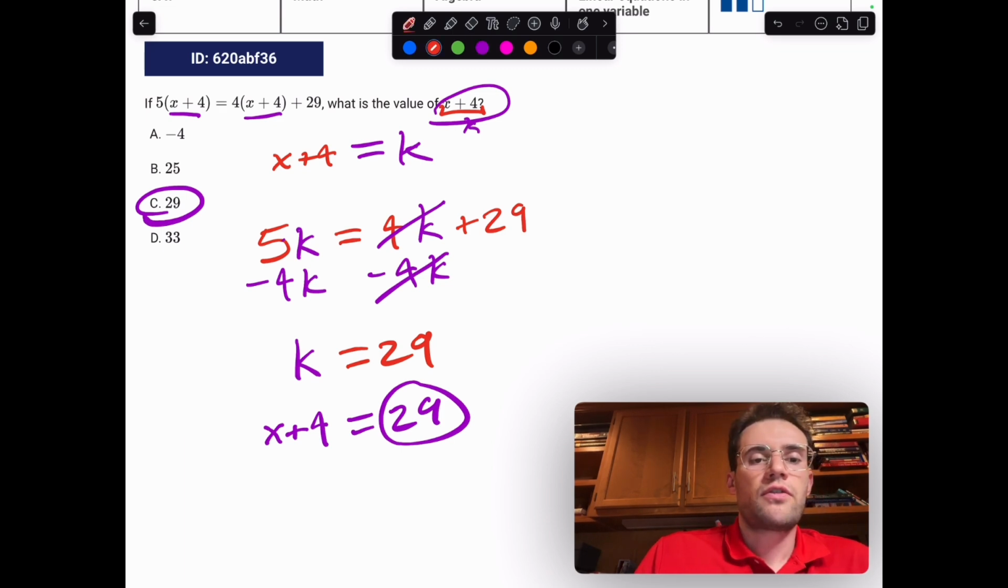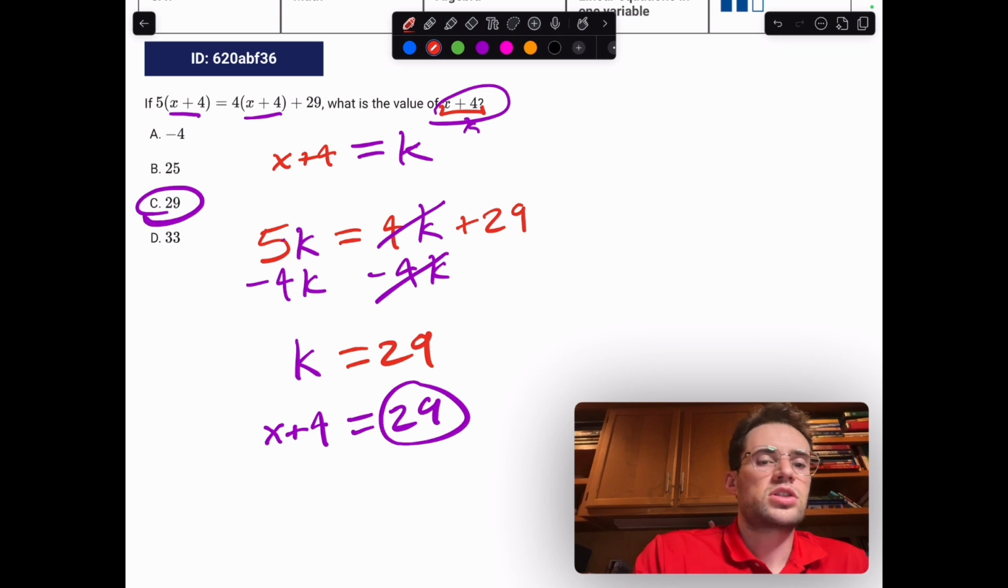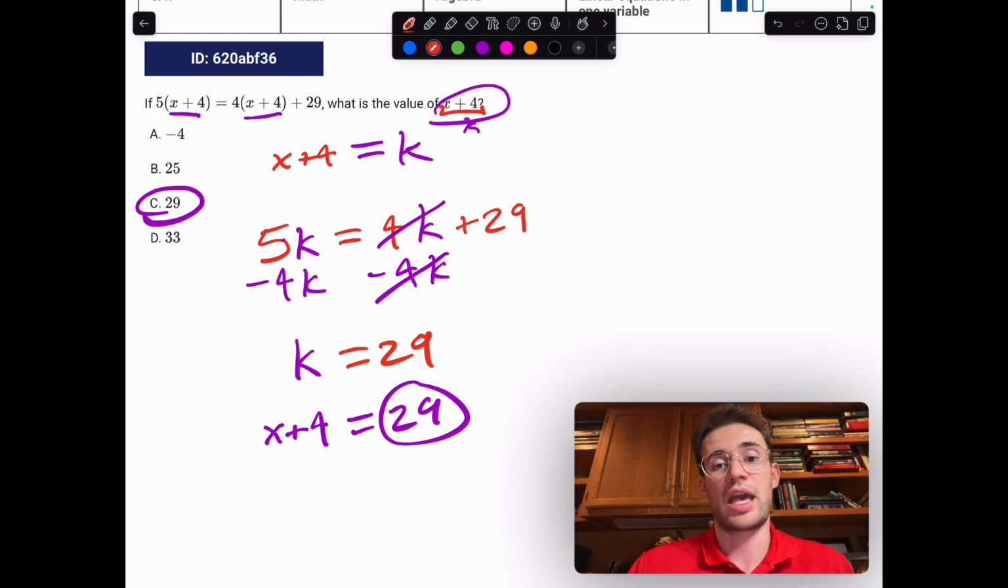Now, if you'd like to solve for x first, or even you could just think of it as, okay, I have 5 x plus 4s over here, and then I'm taking away 4 x plus 4s. That leaves me with 1 x plus 4. So you could think of it that way and not use a k. Right? The k just kind of simplifies that for explaining it.